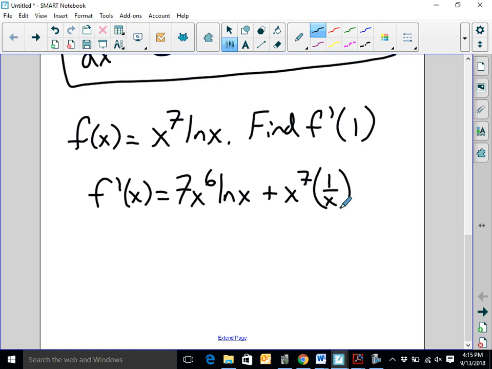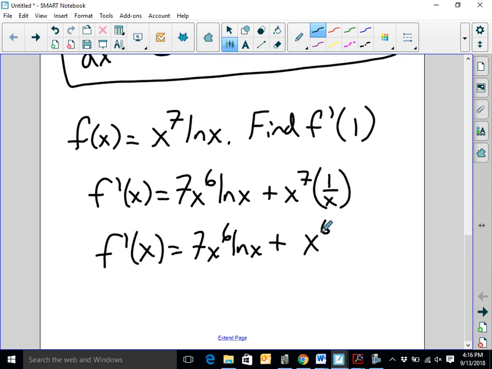The first term, 7x to the 6th ln x, doesn't simplify, but we can simplify that second term. That second term, in fact, simplifies down to simply x to the 6th. Right? x to the 7th times 1 over x is x to the 7th over x. x to the 7th over x reduces to x to the 6th. So now I've got a nice, easy thing to work with.